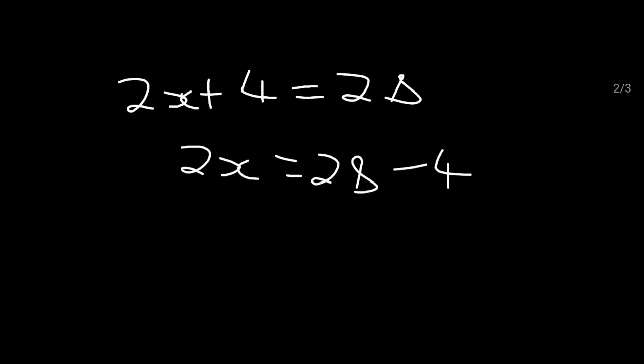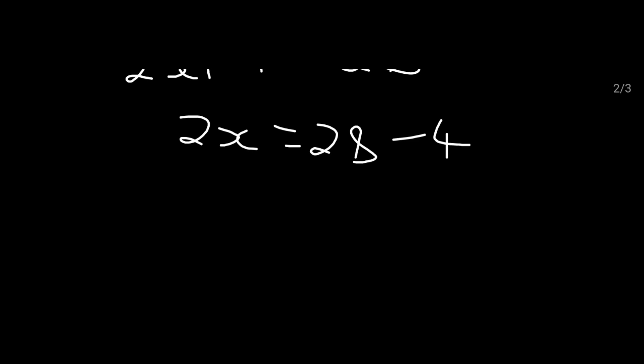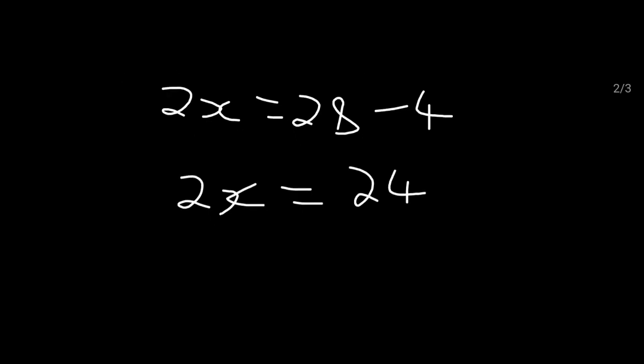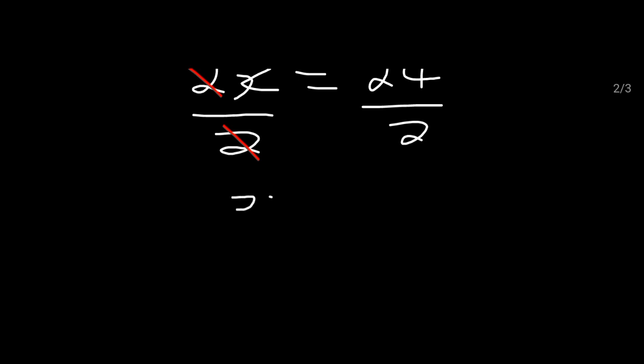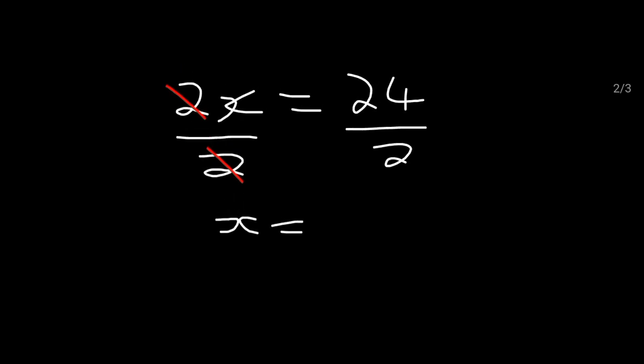If you don't understand what I'm doing, please watch the video on the basics of transposing. Then we have 2x equal to, what is 28, not divide, but 28 minus 4, which is 24. And now you have one term here and one term there, meaning you can divide. We want to remove this 2, so we divide both sides by 2. It cancels, then you are left with x equal to 24 divided by 2, which gives the value of 12. So x is equal to 12.